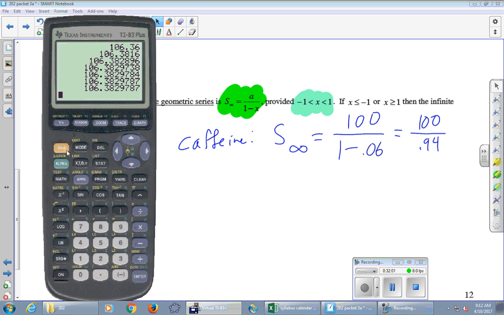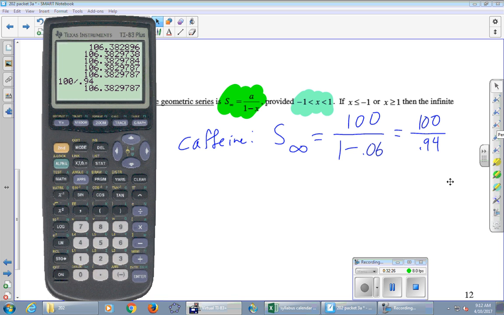What am I typing in? 100 over 0.94. Bam. Yeah. And don't be deceived. This thing changes. This one right up here is not the right answer. This one down here, which looks exactly the same, is the right answer. It only looks exactly the same, but it's not exactly the same, right?